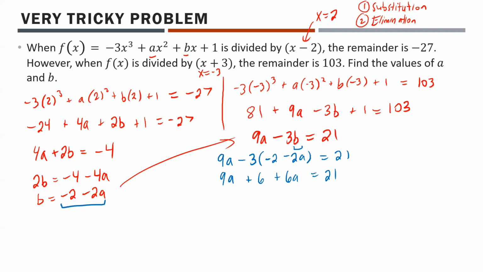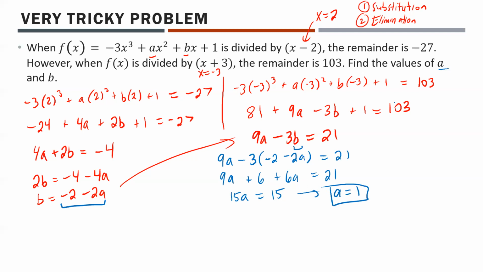Now we can collect our like terms. I'm going to move 6 over to the other side. And I'm going to add these a's together. 9a plus 6a is 15a equals 21 minus 6. That equals 15. Now we should hopefully know how to solve this. 15 times a equals 15. We'll just divide by 15 on both sides. And we have a is equal to 1. We've now figured out one of our values.